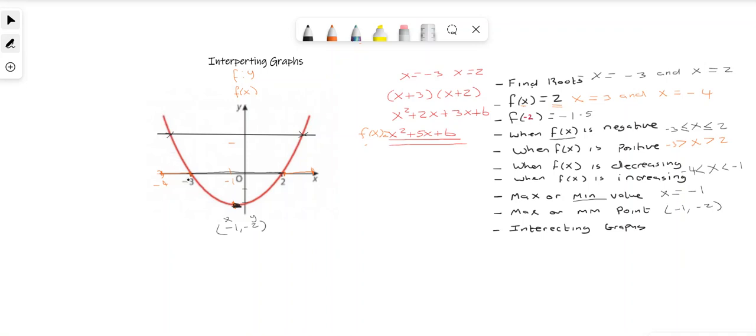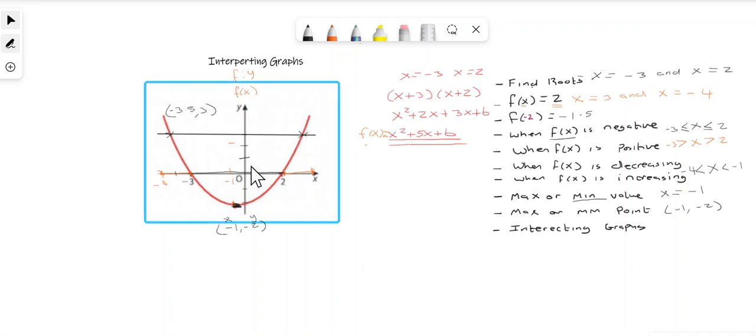So that's roughly -3.5, 3, okay, so that'd be the x, y value, and then you do the same on this side as well. And this is what's known as an intersecting graph.